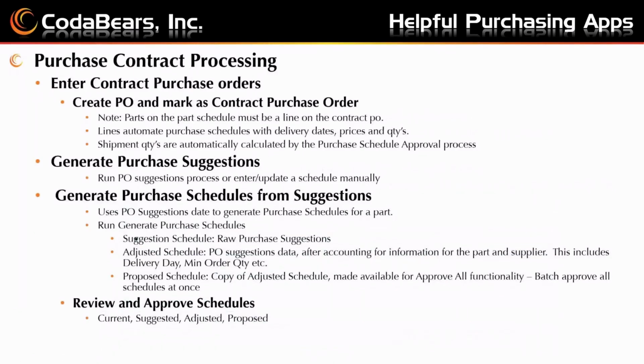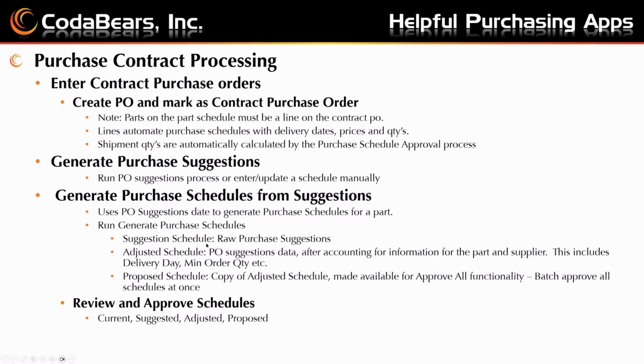So the process of creating a purchase contract is that first of all, you go in and create your purchase order. I'll show you in a little bit where you need to mark your purchase order as a contract purchase order. Remember, again, it must be an inventory part and you must have the part set up on a part schedule. The lines will then automate the purchase schedules with delivery dates, prices, and quantities. And the supplier shipment quantities are automatically calculated by the purchase schedule approval process that needs to run. And once the generate PO suggestion process for the purchase schedules is run, the schedule will use that data for the PO suggestion. There are a couple of different schedules that you will get out of when you run this.